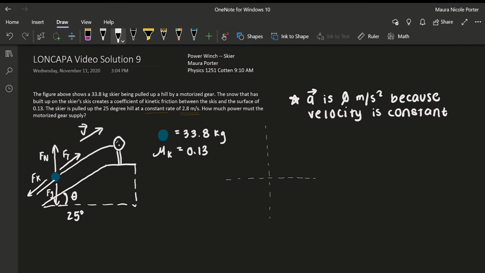And we have the skier again in the middle. And then we'll have normal force, force of tension, kinetic force, and the force of gravity, which is at an angle because of theta from the hill. And then obviously we have our y and x directions.